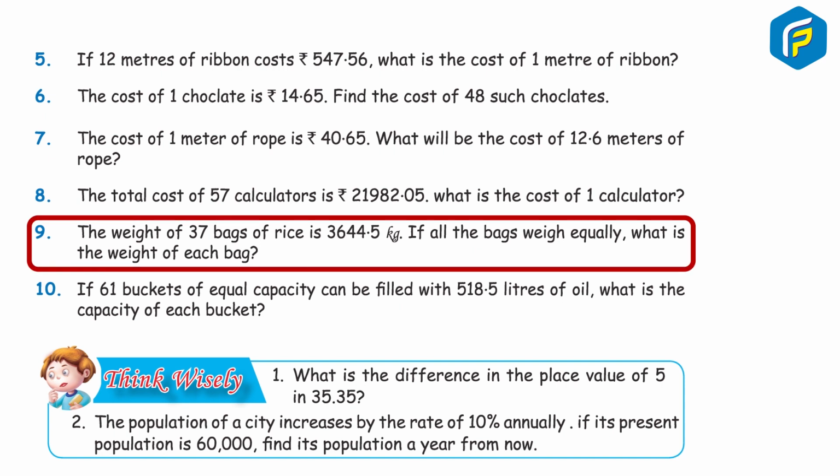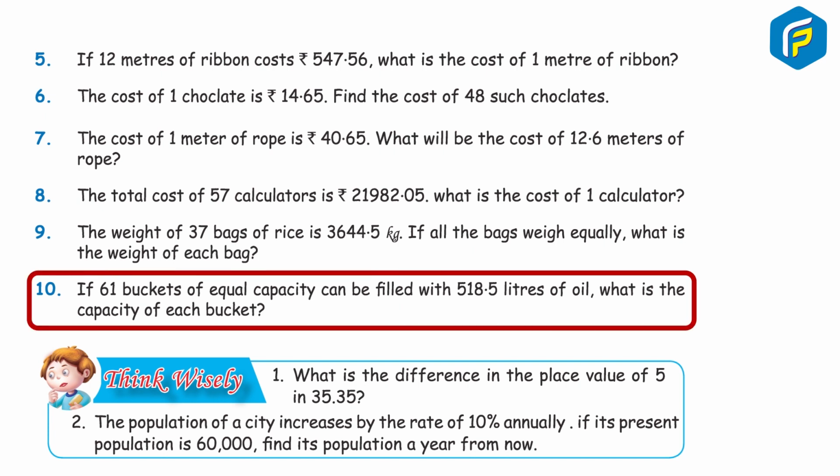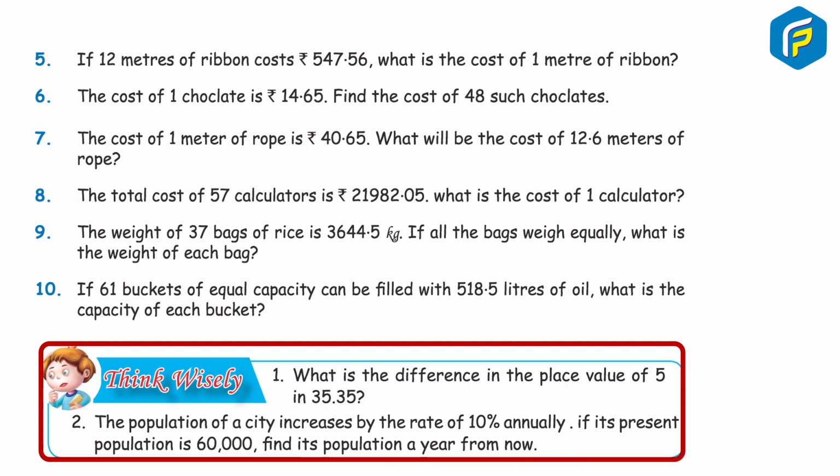Question 9. The weight of 37 bags of rice is 3644.5 kg. If all the bags weigh equally, what is the weight of each bag? Question 10. If 61 buckets of equal capacity can be filled with 518.5 liters of oil, what is the capacity of each bucket?